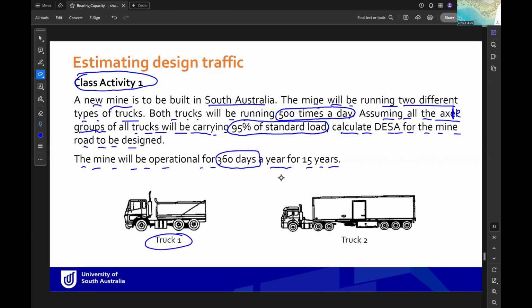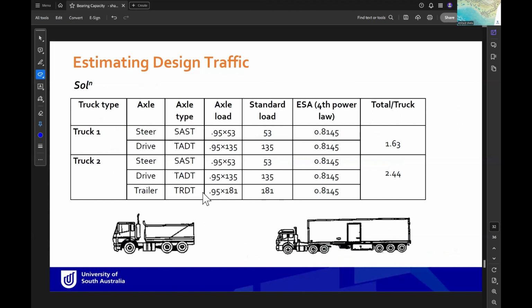So these are the two trucks we have. Okay, so these two trucks will be running 500 times a day, 360 days per year, for 15 years. So if we have a look at how to calculate this example, we have two trucks, so it's truck type. The axles we have, if we look at the first truck, we have steer, which is single axle, single tire, and we have drive, which is tandem axle, dual tire.